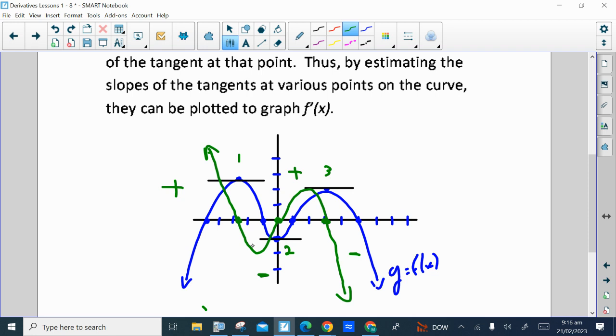We don't know exactly where this minimum point is. We don't know exactly where this maximum point is. But that doesn't matter. It's just a sketch. But we do know where the x-intercepts of the derivative are, and we also know where the graph of the derivative is above as well as below the x-axis. It's just a sketch, but that would be a sketch of the derivative of that function. Okay?